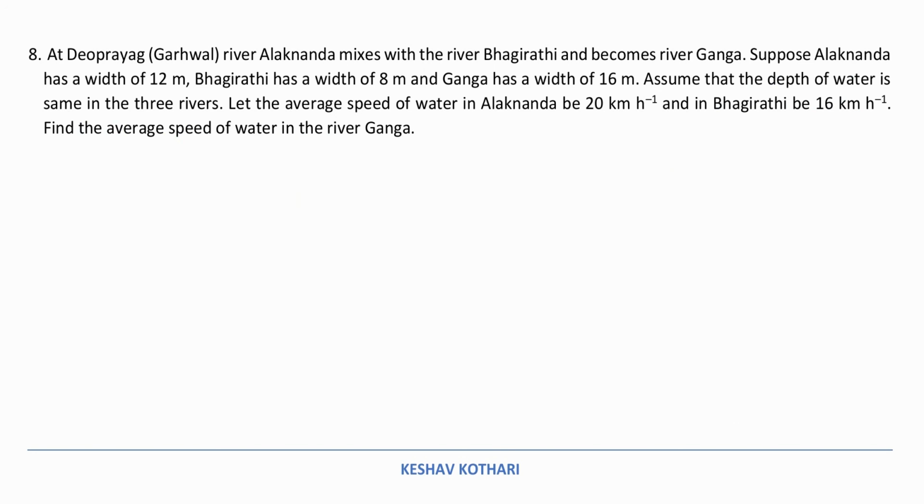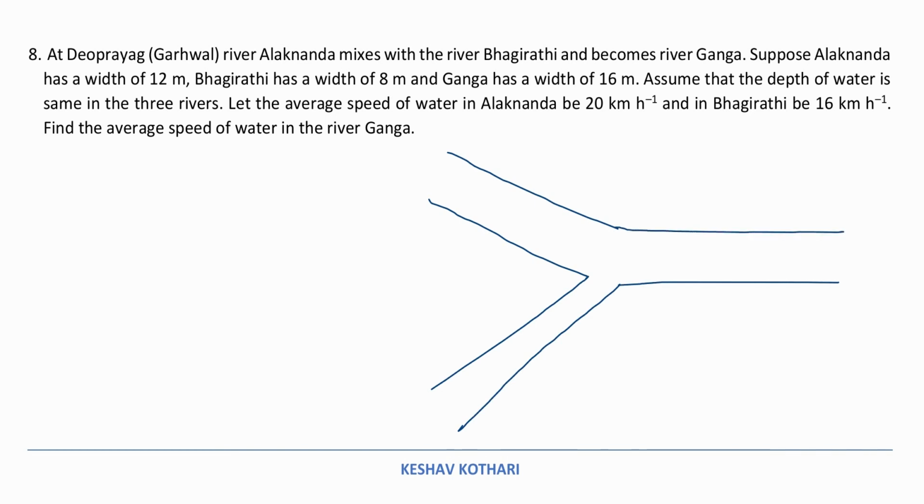In this particular problem we are approaching in this way. I am drawing two streams of water which are joining the third stream. Over here I am marking this stream as Alaknanda, that is A, Bhagirathi as B, and then they combine together to become Ganga, which we are marking as G. Now one basic thing which can be stated is that the volume of water that flows in from Alaknanda and Bhagirathi is equivalent to the volume of water that is flowing through Ganga.